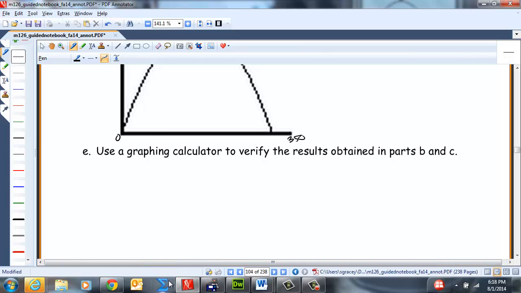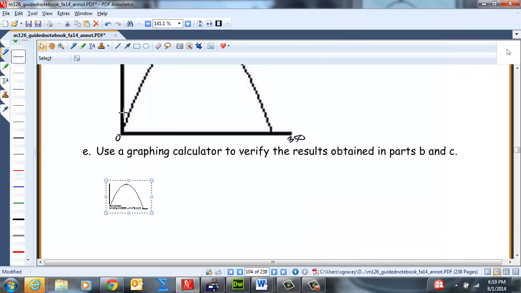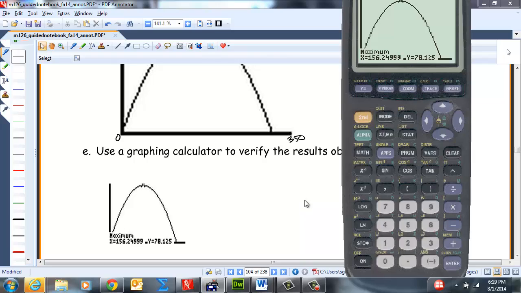So for part B, if we go here, let's go ahead and go second, calculate maximum, and then make sure you're to the left. There it is. And then you need to be to the right of the max. And then, as you see, it verified our maximum. So this was the verification for part B.